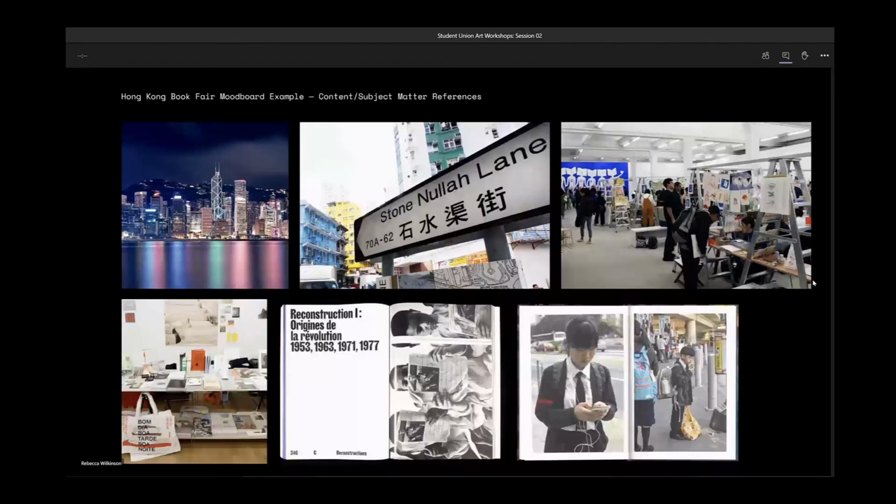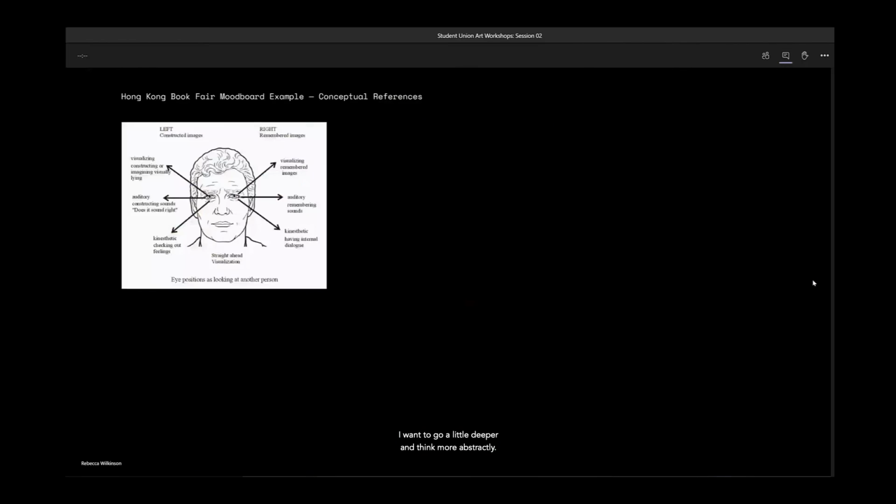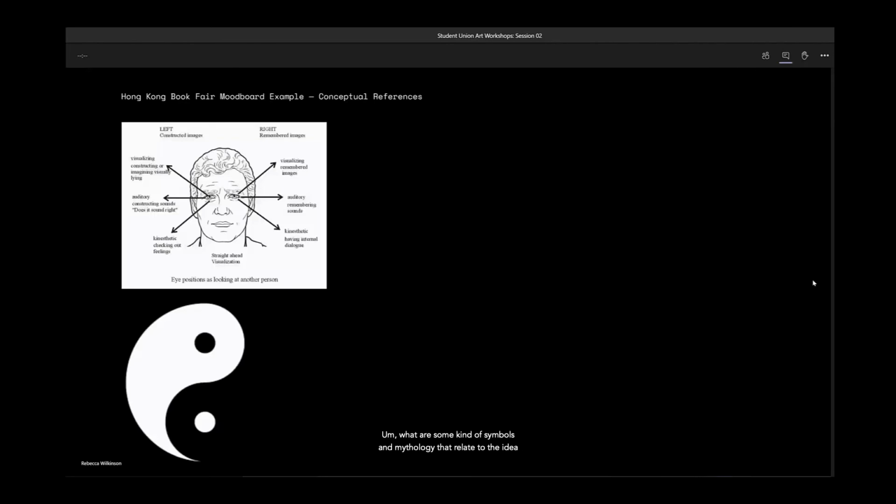Once I've done that, I want to go a little deeper and think more abstractly. And I want to get maybe a little bit weird and esoteric about it. So I want to think about, what does it mean to see? What does it mean to look at art? What are some symbols and mythology that relate to the idea of two languages or duality?